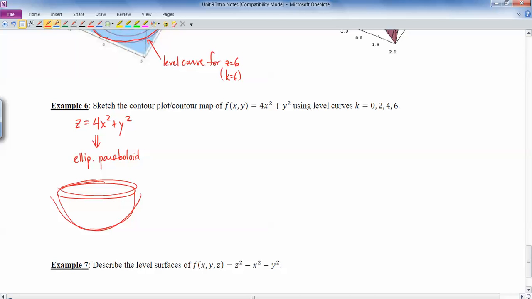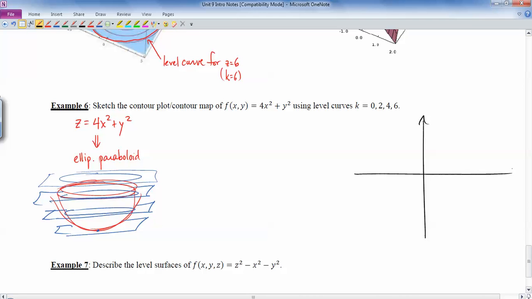And so the idea is that we want to figure out, okay, when k is 0, that's actually the bottom right here. You're gonna get a dot there. And then we're gonna look at when k is 2, so really when z is 2, you're gonna get a different ellipse. And when z is 4, you're gonna get another ellipse, slightly bigger, and when z is 6, you're gonna get another ellipse up here. And then the idea is that we're gonna plot all those on the same set of axes, just the x and y axes. So I'll put that over here. X, y. And really the way to do it is just plug these guys in for z.